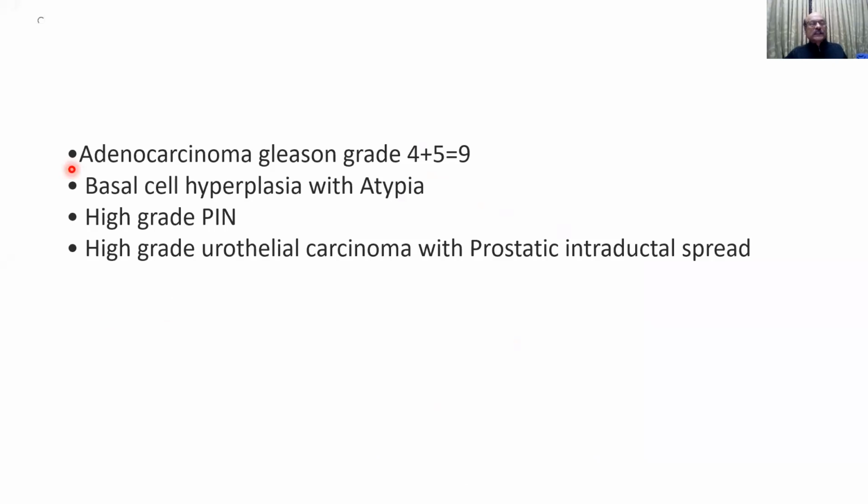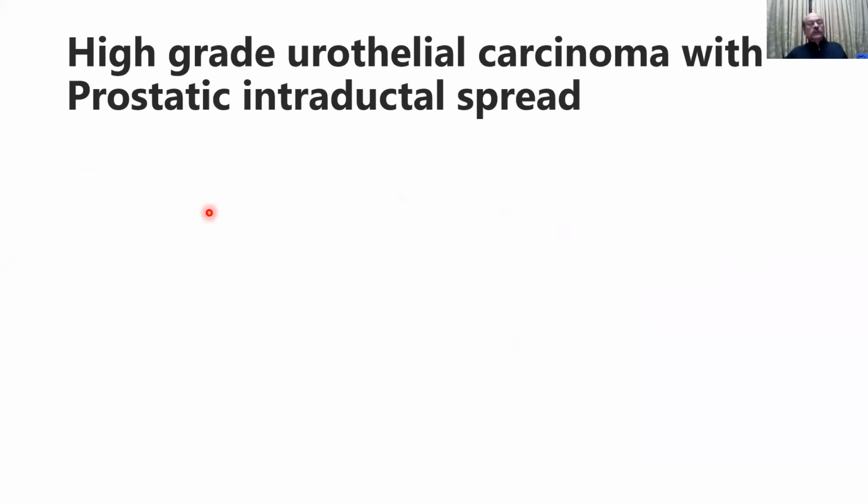So choices are adenocarcinoma, Gleason grade 4+5/9, basal cell hyperplasia with atypia, high-grade PIN, high-grade urothelial carcinoma with prostatic intraductal spread. So here the diagnosis is high-grade urothelial carcinoma with prostatic intraductal spread.